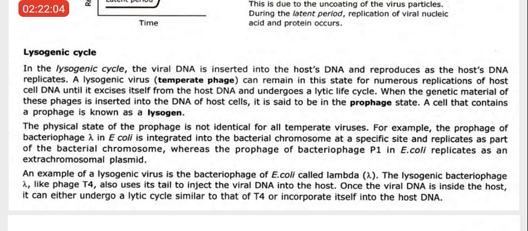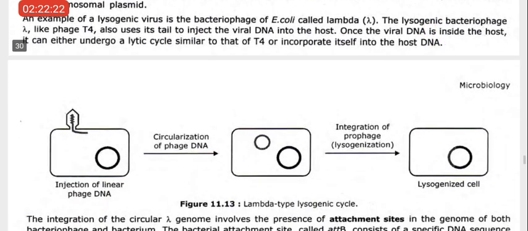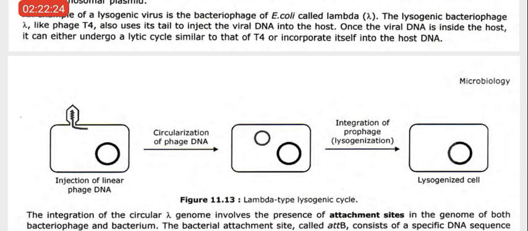An example of a lysogenic virus is the bacteriophage of E. coli called lambda. The lysogenic bacteriophage lambda, like phage T4, also uses its tail to inject the viral DNA into the host. Once the viral DNA is inside the host, it can either undergo a lytic cycle similar to that of T4 or incorporate itself into the host DNA. Injection of linear phage DNA, circularization of phage DNA, integration of prophage, lysogenize cell.